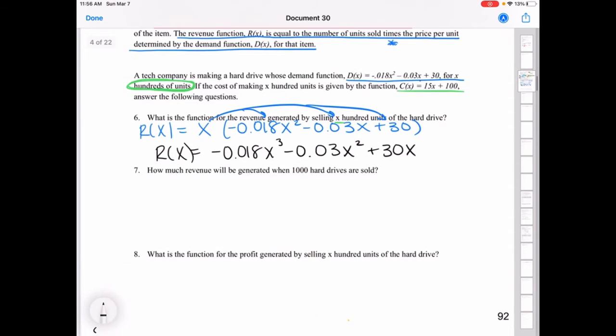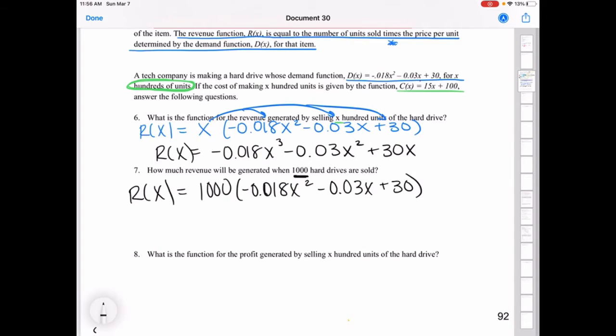Now it asks, how much revenue will be created by 1,000 hard drives sold? Well, now instead of x, they give us a number. So we're going to recalculate this using 1,000. And you actually don't need a calculator for this, because if you're multiplying by 1,000, you're going to go to the right 3 decimal places. And this is our revenue for selling 1,000 hard drives.